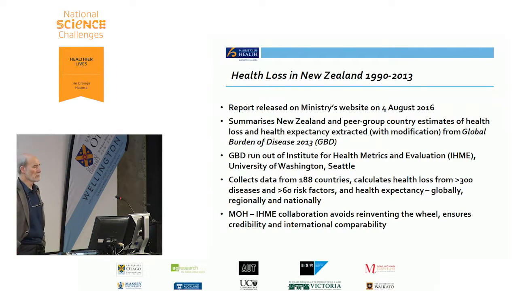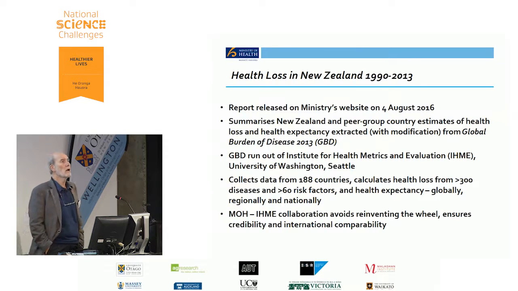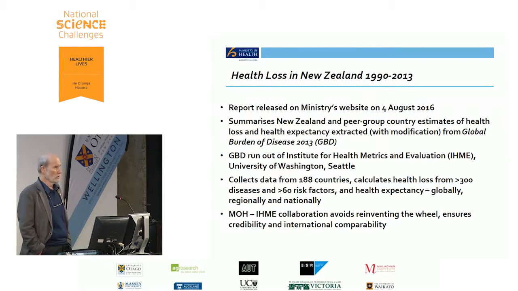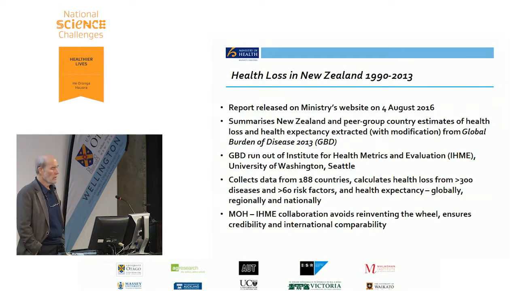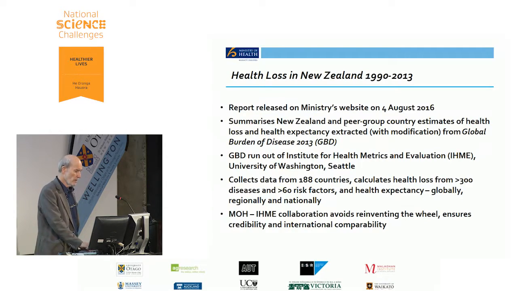Now, I'm an emeritus professor from the University of Washington, Seattle, but it's Martin Tobias who's done this work in association with that group and with Chris Murray's group more widely. The global burden of disease collects data from 188 countries, and it works out health loss from more than 300 diseases and more than 60 risk factors, and comes up with a notion of health expectancy, both globally, regionally, as well as nationally. And there's a collaboration coming up, which we'll talk about very briefly in a minute.